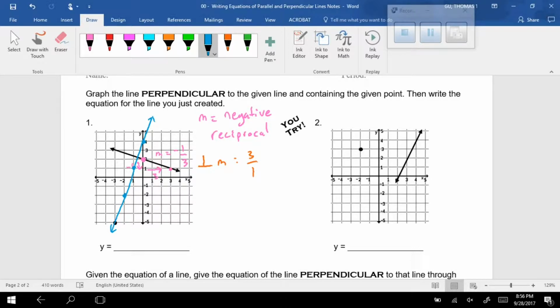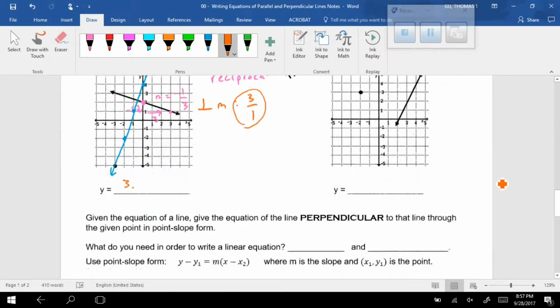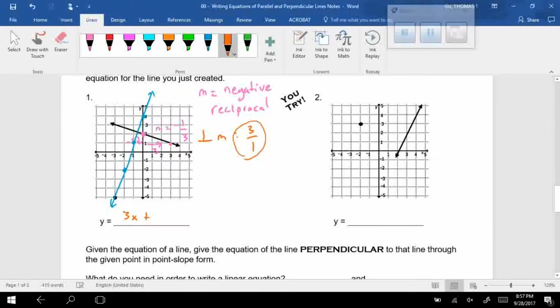So what is our equation going to be? It's y equals mx plus b. Our new slope is 3 over 1, or just 3. Okay, so let me just erase that. I'm just going to write 3 now because I'm just writing my equation. 3x plus, and it went through 4 right here. So plus 4. There it is. 3x plus 4. You try this second one right there, and after that, let's move it on.